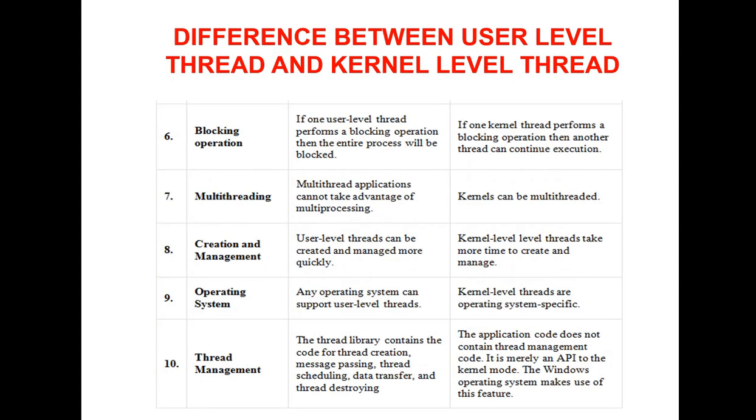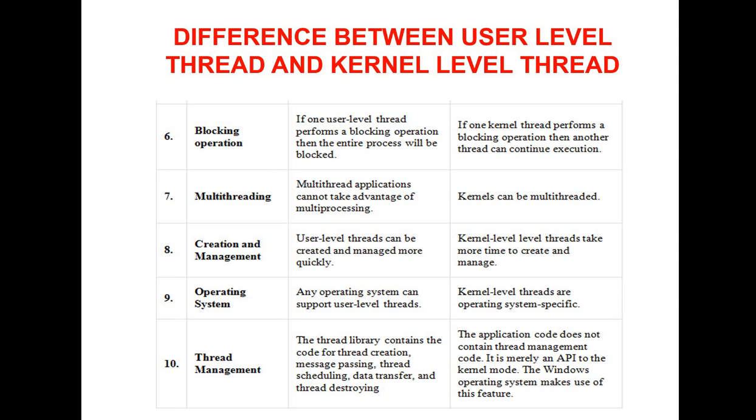Blocking operation. If one user level thread performs a blocking operation, then the entire process will be blocked. But in kernel level threads, if a thread performs a blocking operation, then another thread can continue execution.